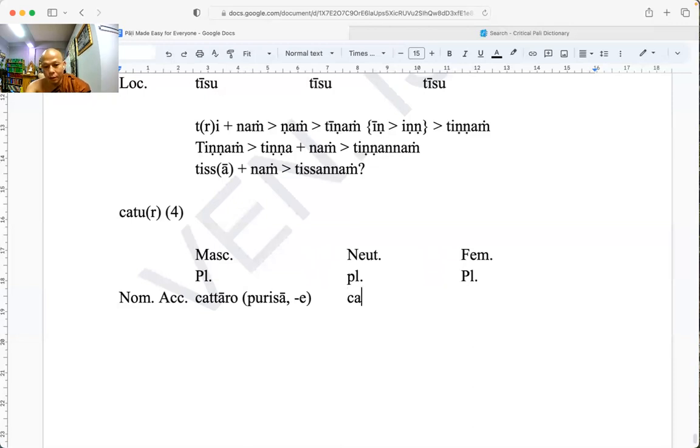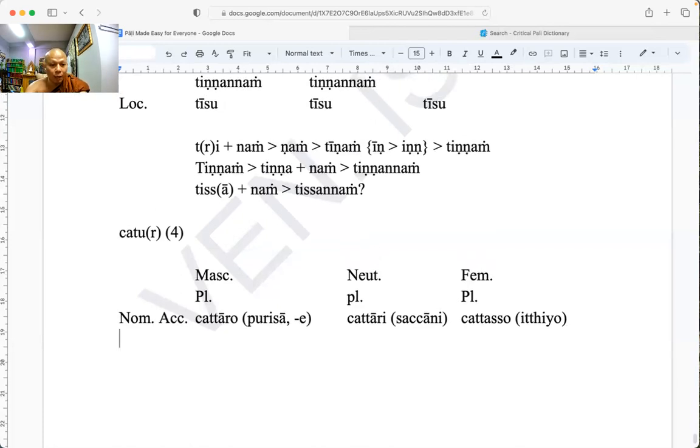For neuter it is jattari. So jattari, riya sijjani. In this way. But for feminine, jattaso, 80 yo. Jattaso 80 yo. So these are also like the instrumental and the ablative case.